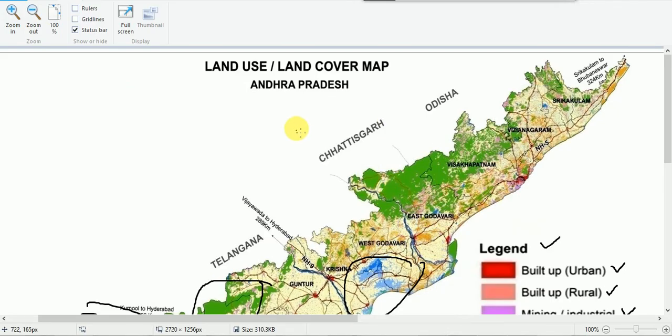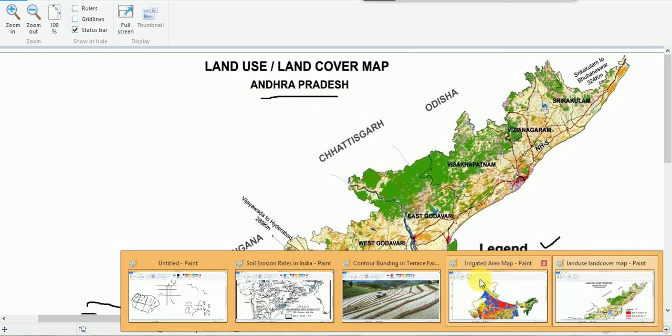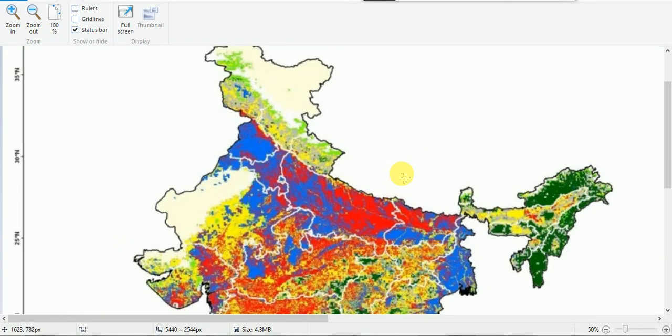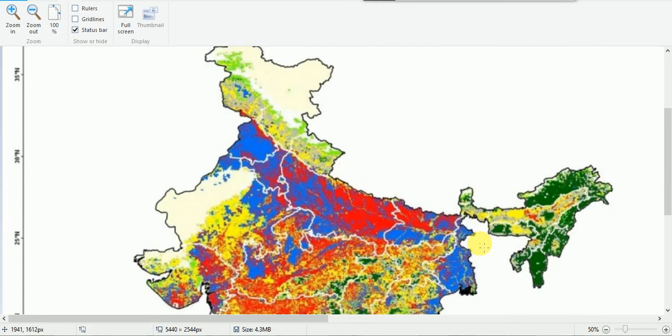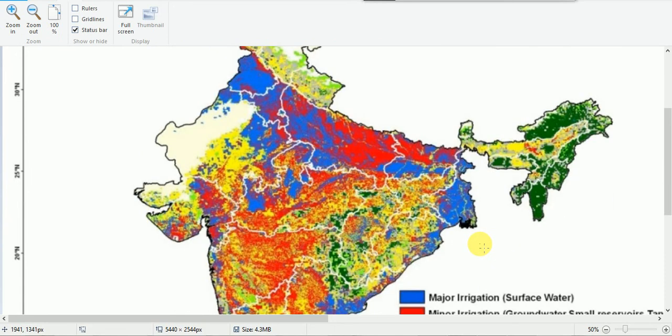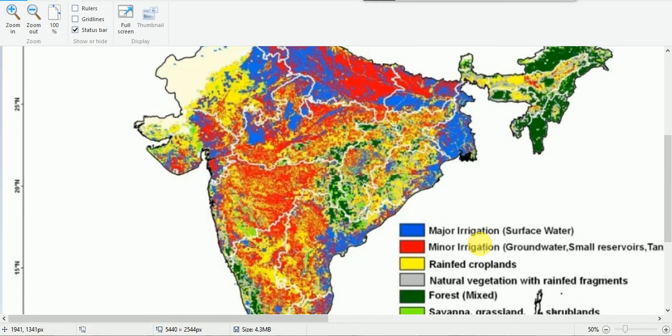So this is a land use land cover map for the state of Andhra Pradesh, and likewise we can prepare a land use land cover map like this for the whole of India. This is just an example. We have to prepare a land use land cover map for the whole of India, and all the land must be put under right use. If we do like this, then the degradation of soils can be checked.